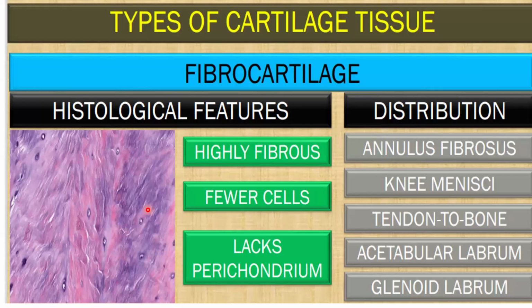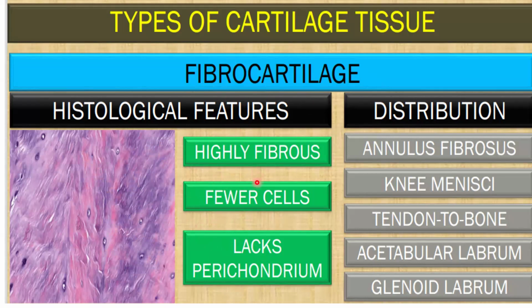The point to appreciate is that elastic cartilage will have that recoil capability of going back to its normal position. For the fibrocartilage, remember you say it has collagen type 1 as the most abundant. This fibrocartilage, just the word itself, fibro, tells you that it's highly fibrous. It will have few cells, unlike hyaline cartilage and elastic cartilage, which were hypercellular, with higher cellularity. Then they lack perichondrium.